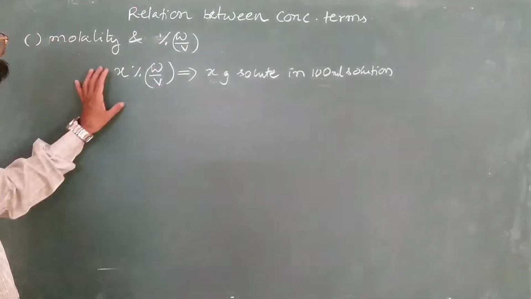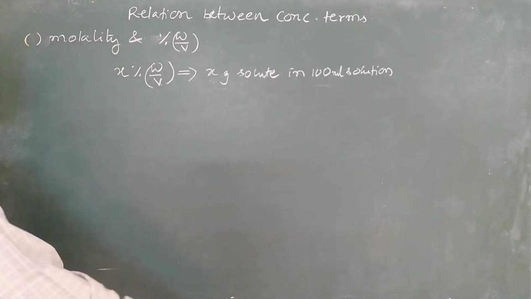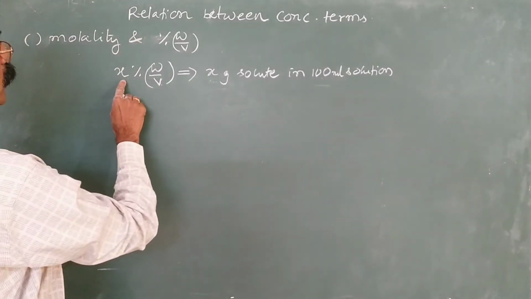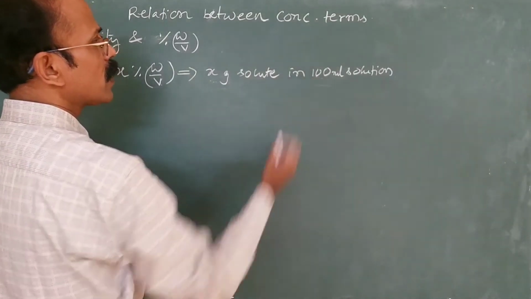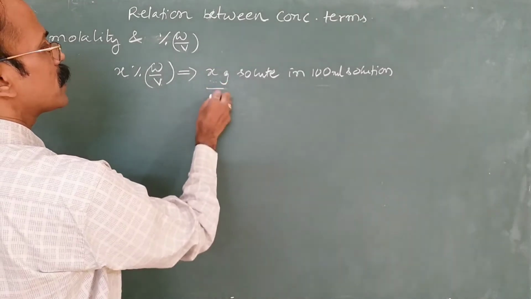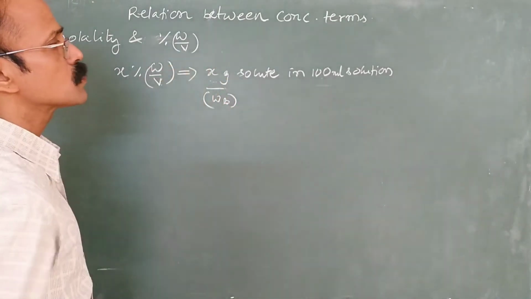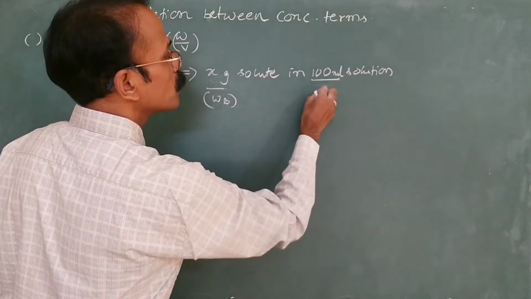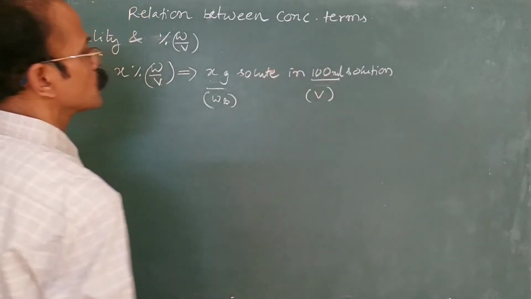So we'll take X% mass by volume solution of a solute. Now X% means X grams of solute are present in 100 milliliters of solution. So this is nothing but mass of solute, and this is volume of solution.